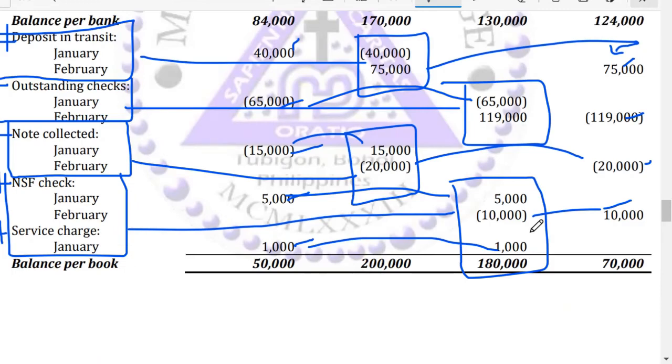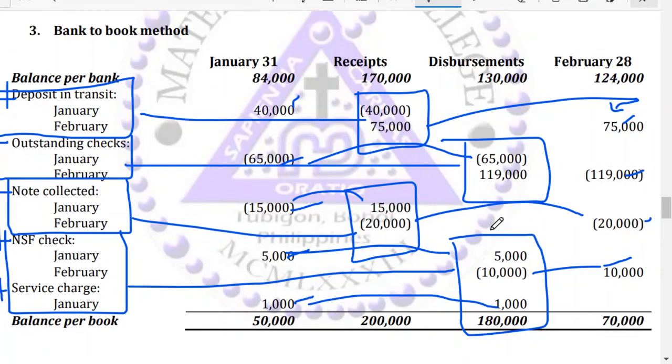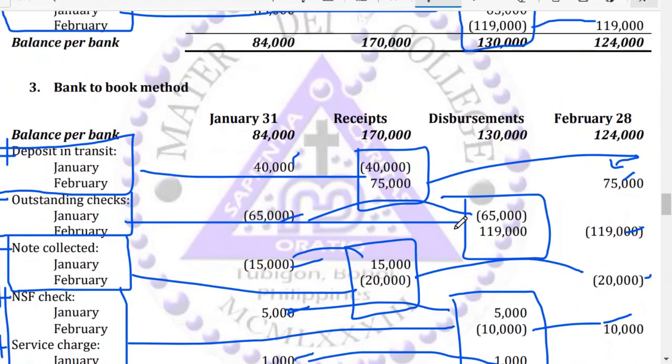So, basically, that's the shortcut. But if you want to analyze the problem well, you can do the same as what I explained earlier. You check how much the receipts are, and then you need to deduct those items that do not belong to the current month. That's why you need to deduct the deposit in transit from the previous month, but you add the current month's. So, you can also use that analysis.